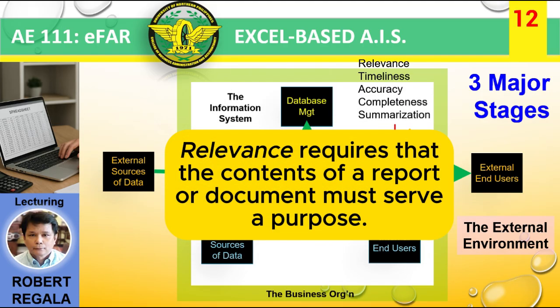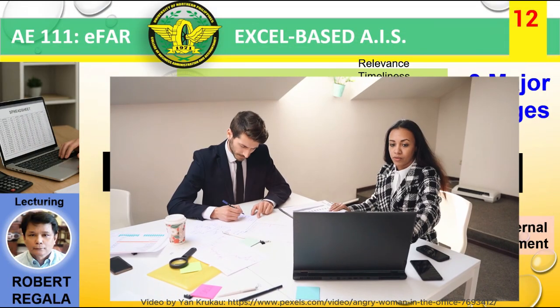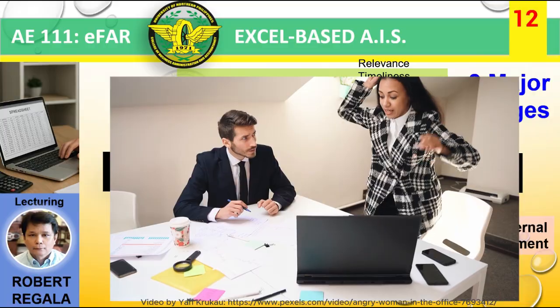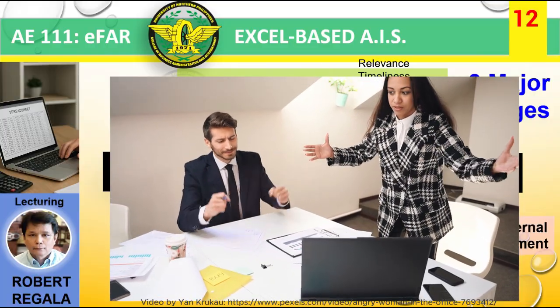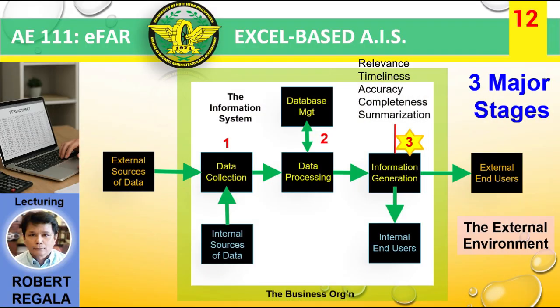Relevance requires that the contents of a report or document must serve a purpose. This could be to support a manager's decision or a clerk's task. We have established that only data relevant to a user's action have information content. Therefore, the information system should present only relevant data in its reports. Reports containing irrelevancies waste resources and may be counterproductive to the user. Irrelevancies detract attention from the true message of the report and may result in incorrect decisions or actions.